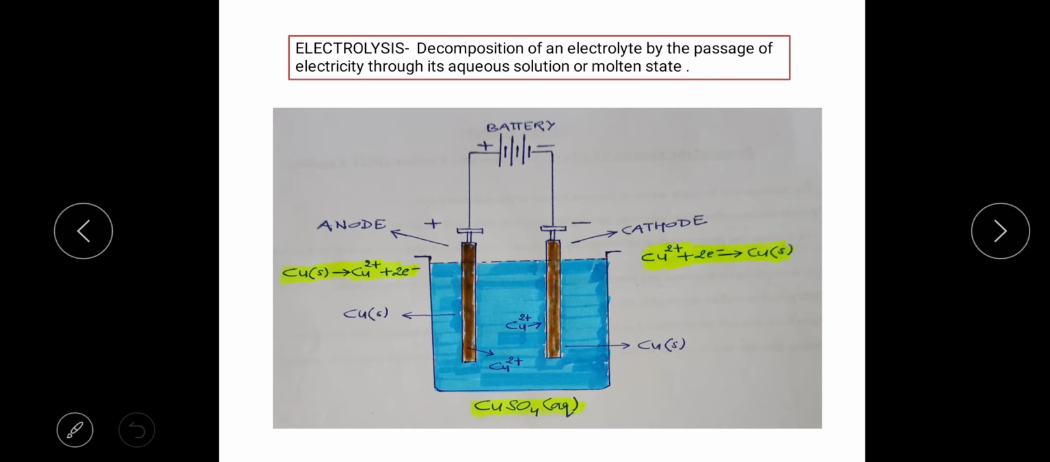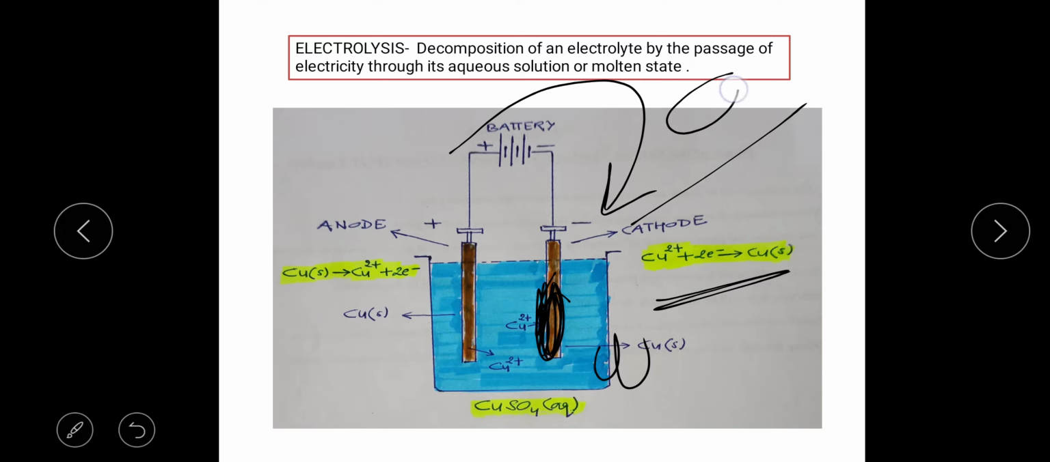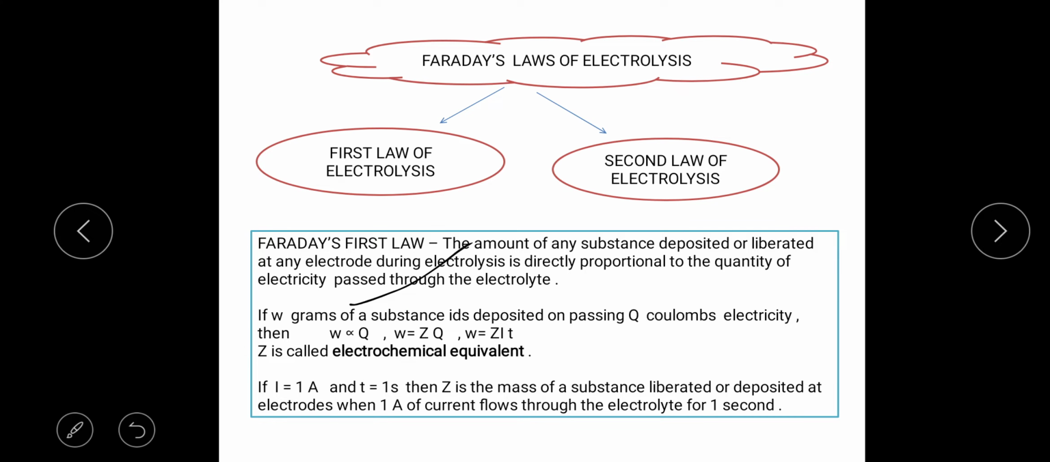Okay, take a look at this diagram again. Here copper was getting deposited because of reduction of Cu2+ ions. Now the amount of this copper deposited, say it is W, depends on the amount of charge or electricity which you pass into the solution. Right? This is the first law of Faraday. The more the electricity you pass into the solution, the more will be the amount of substance deposited or liberated. Right? So W is proportional to Q.